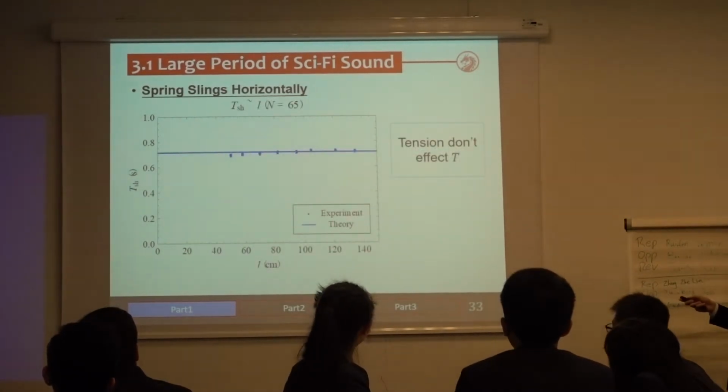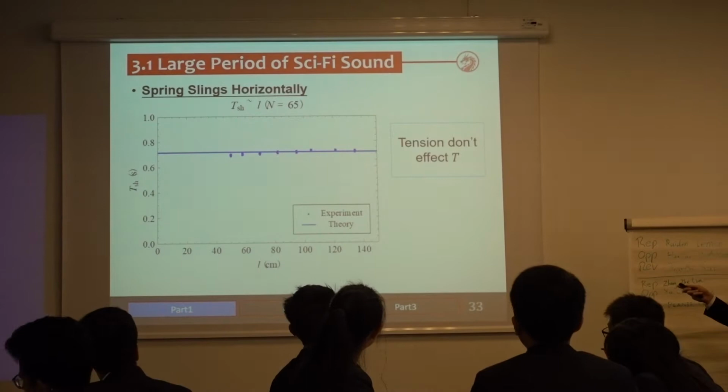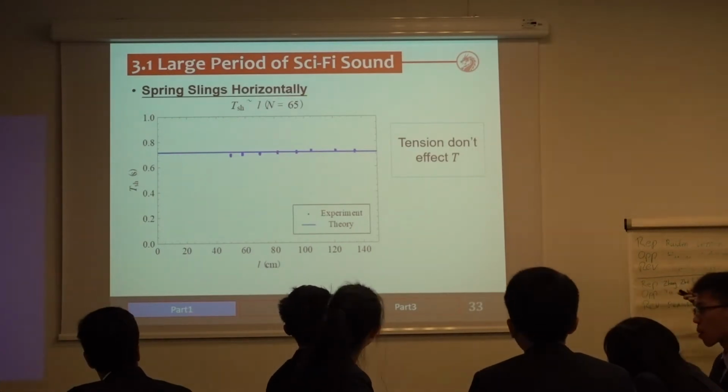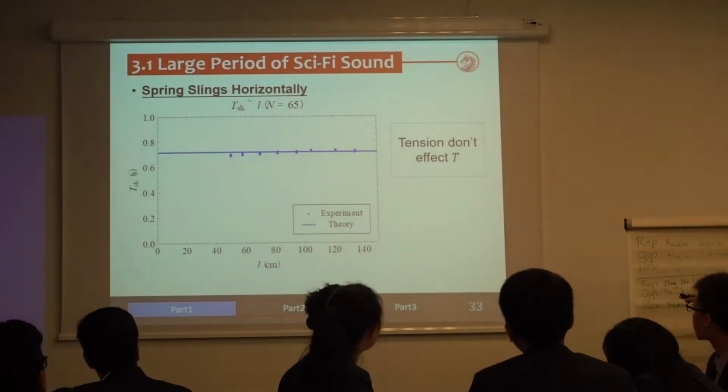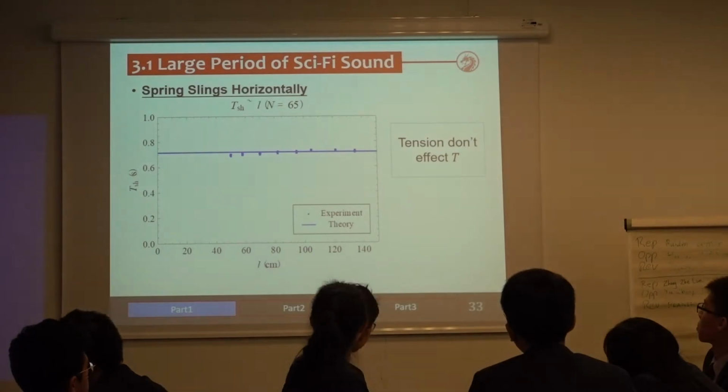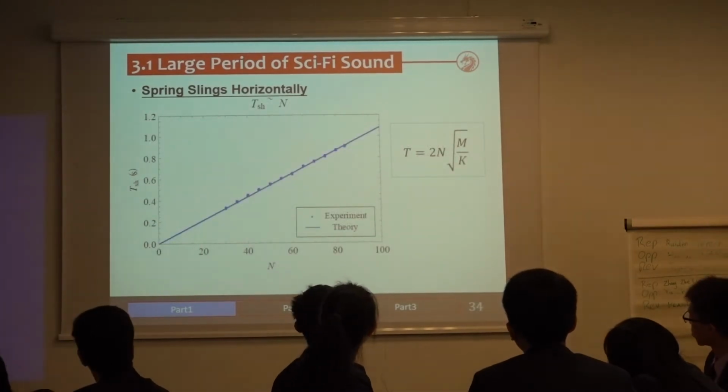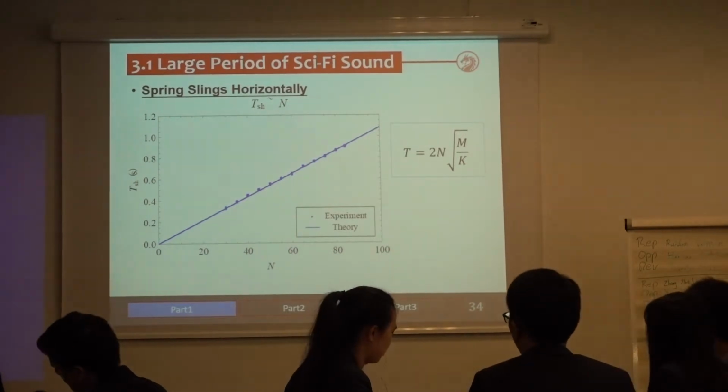And then for the spring slung horizontally, first I changed the tension, and I found the tension doesn't affect the large period, as my theory had predicted. Then I changed the number of turns, and I found that T is proportional to N, and my theory is in excellent agreement with my experiments.